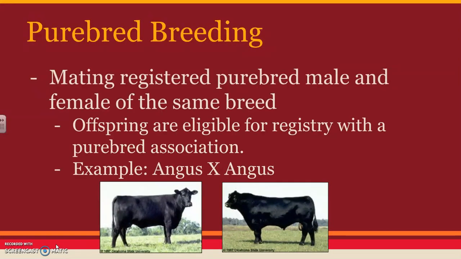So purebred breeding is where you're mating a registered purebred male and a registered purebred female of the same breed. Okay, and that means that your offspring are eligible for registry with a purebred association. So an example of this would be like an Angus crossed with an Angus.